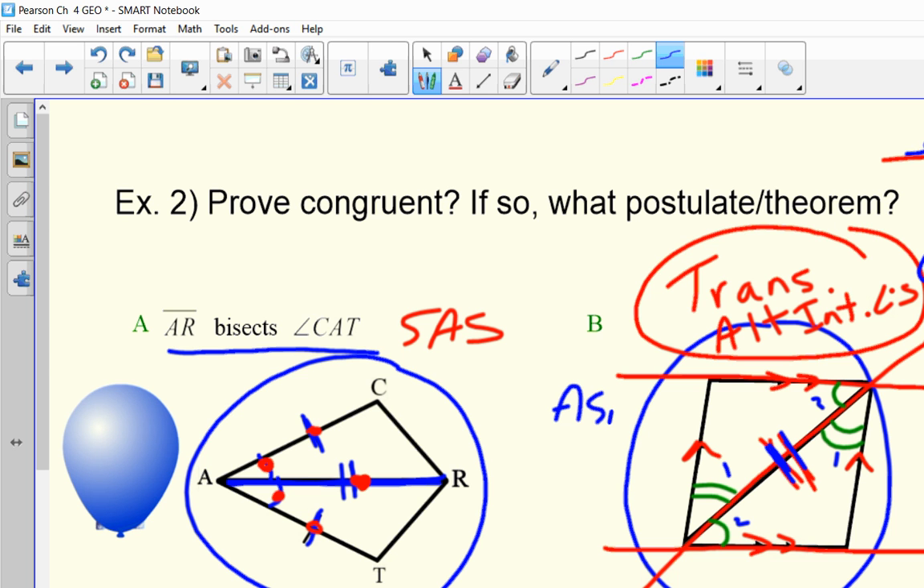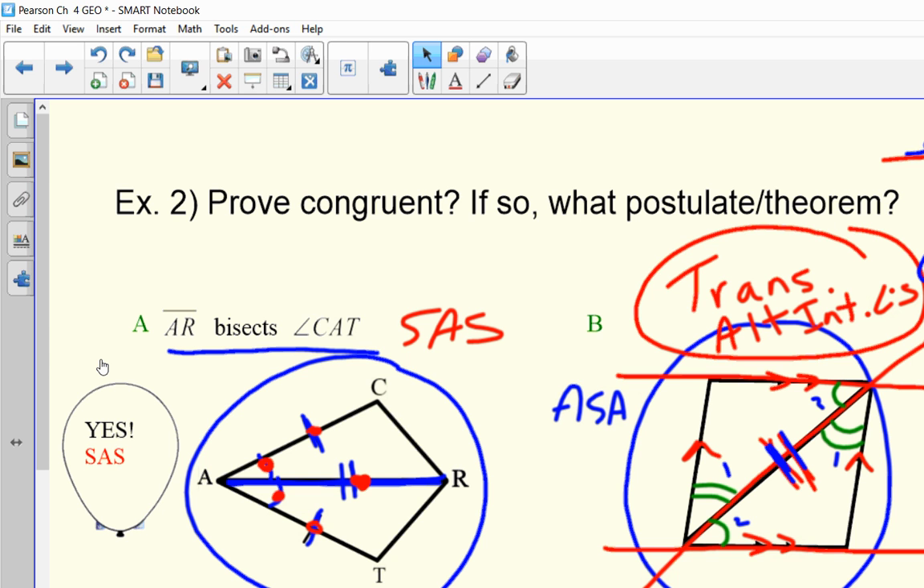Oh, there's balloons here. I think they're supposed to pop them to see if they're congruent, yes or no, and by what. So this one, side, angle, side. That's what we got, okay? Fix this one a little bit. Okay. Let's see with this balloon. I'm not even remembering. And yes, angle, side, angle, so we were correct, okay? All right.